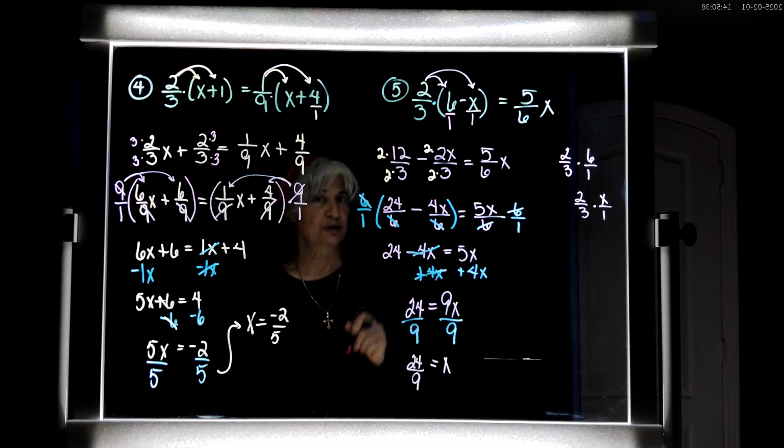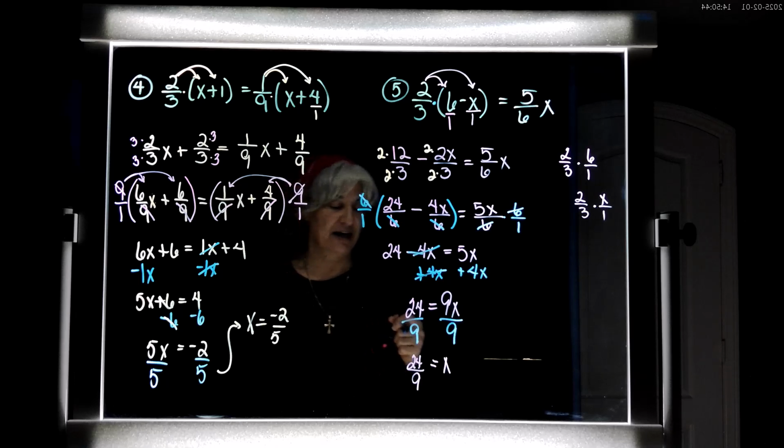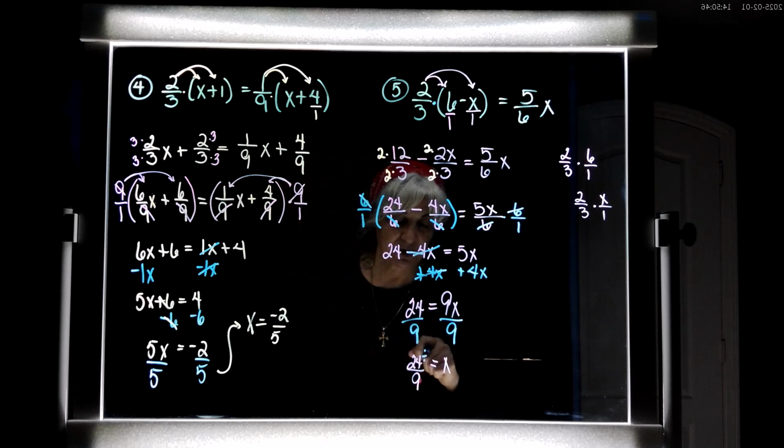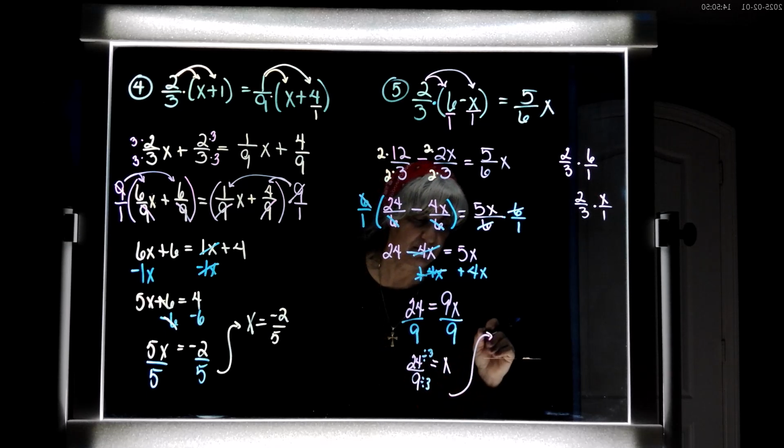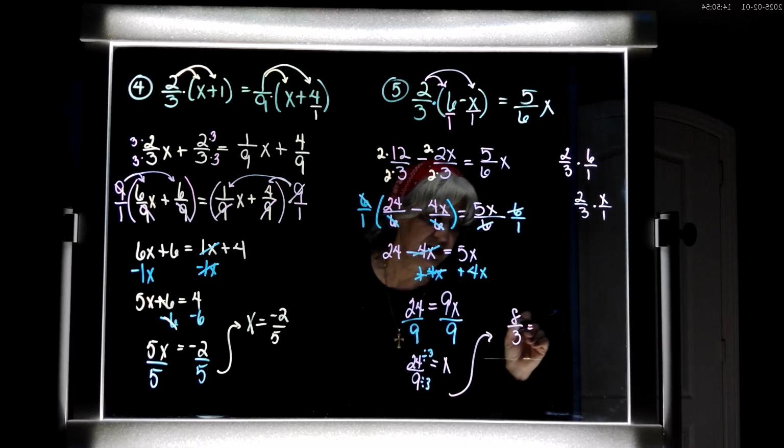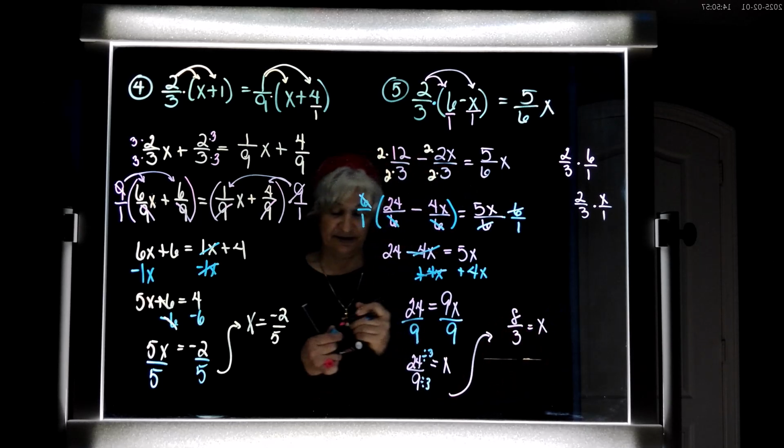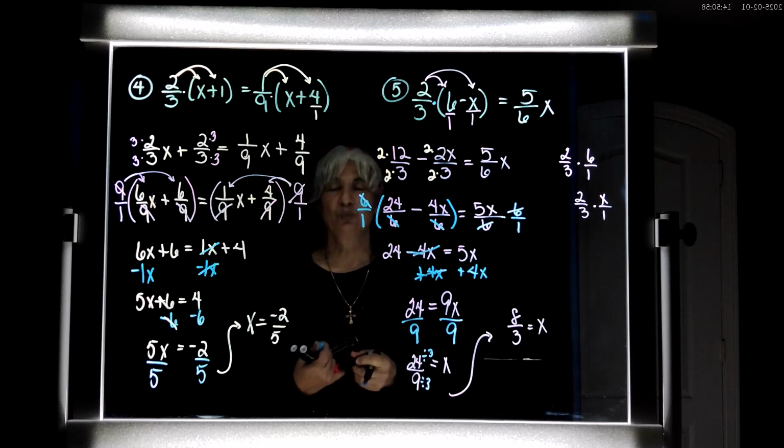It's a fraction. What do you try to do with a fraction when possible? Simplify. Can I reduce it? Yes, I can divide top and bottom by 3, because both will reduce by 3, which means you end up with 8 over 3 equaling x. Well done, you guys. Well done.